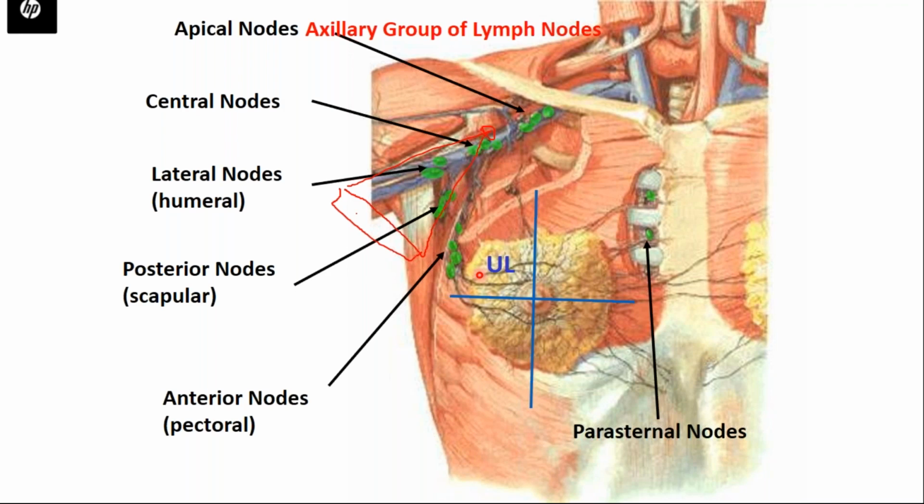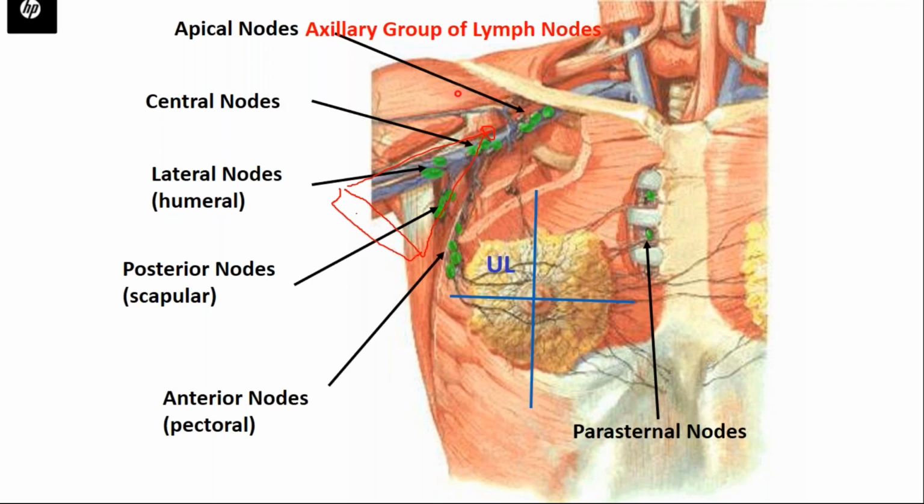So what happens in breast cancer is that the malignant cells can go and hide inside the axillary group of lymph nodes. So if you detect a cancer of the breast and remove only that part of the cancer, you are still not treating the entire cancer, because the malignant cells can be hiding in the axillary group of lymph nodes. Until you remove these axillary lymph nodes, the cancer is still going to be there and it keeps on spreading.